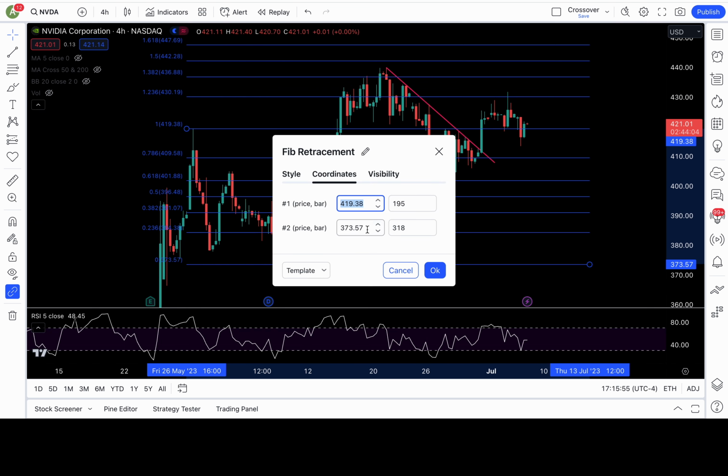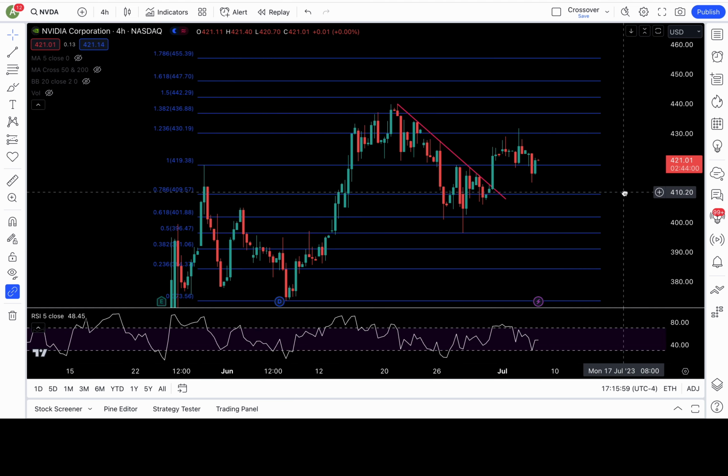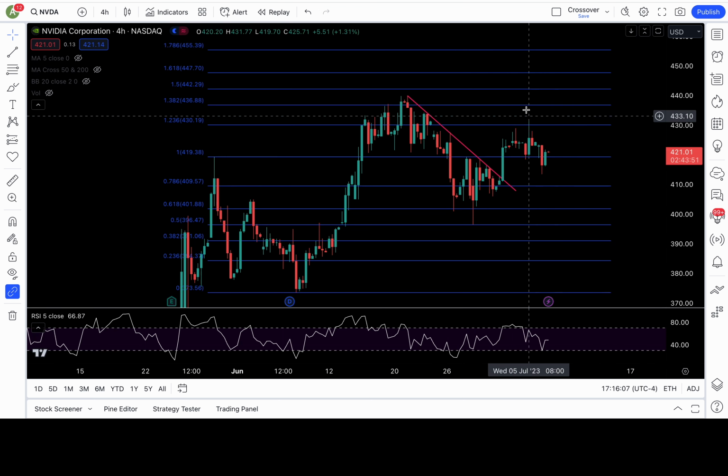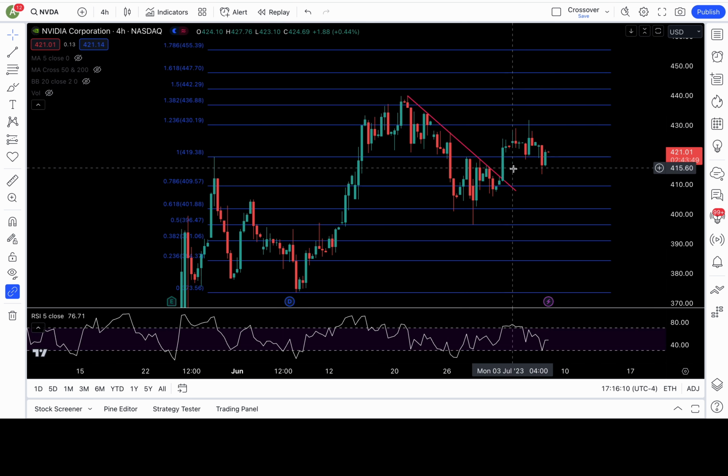373.56 was the low here. I gotta make sure I get the levels right. Here we go. Got a fib level here at 419.3. NVDA is lingering around it right now. Okay, you can see how well the fib levels are respected.